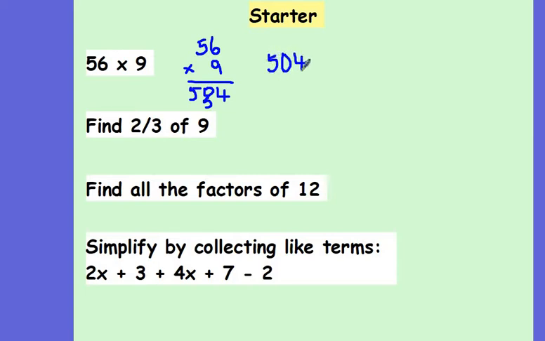For the second question, if I wanted to find 1/3 of 9, I'd do 9 divided by 3, which gives me 3. So to find 2/3, I need to do 3 times 2, which gives me 6.